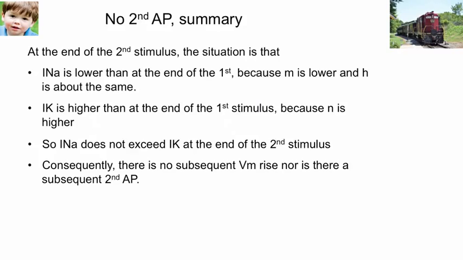At the end of the second stimulus, the situation was that INa was lower, IK was higher, or maybe about the same. So because INa changed so much, INa did not exceed IK at the end of the second stimulus. Consequently, there was no subsequent rise of Vm, nor was there a second action potential that occurred thereafter. We gave the stimulus, but the fiber wasn't ready. That's another way to think about it.